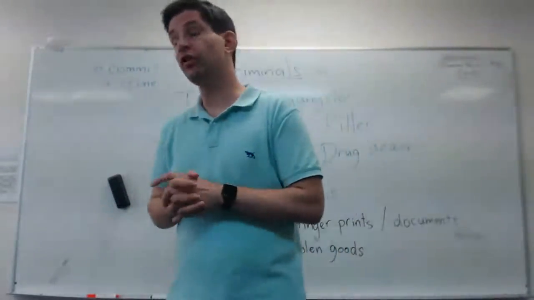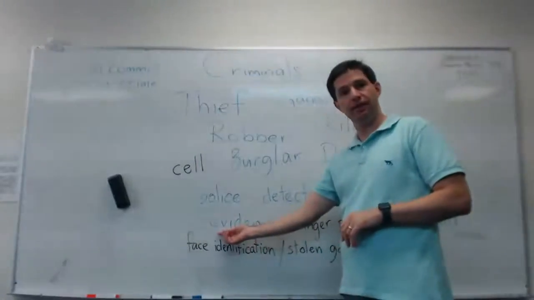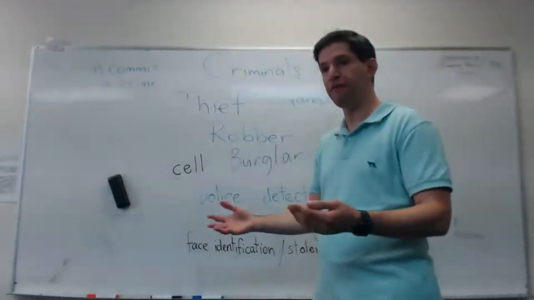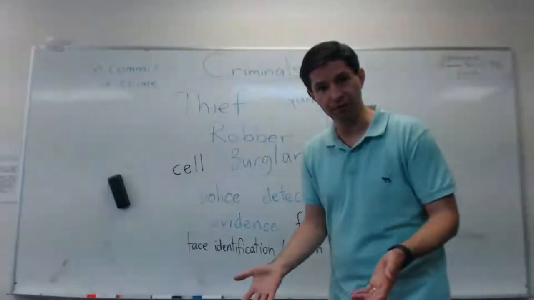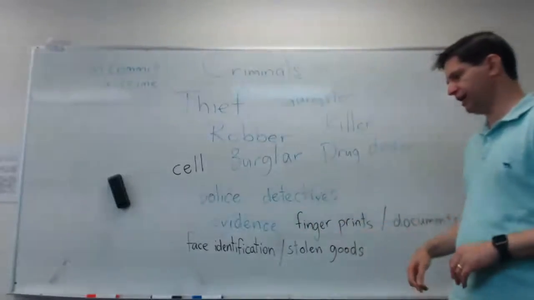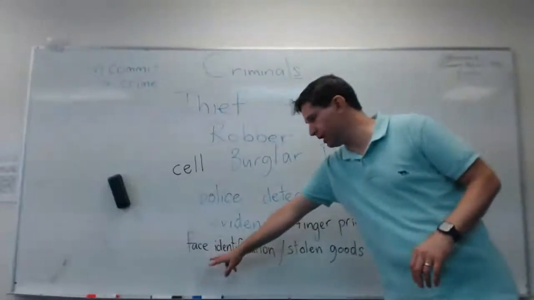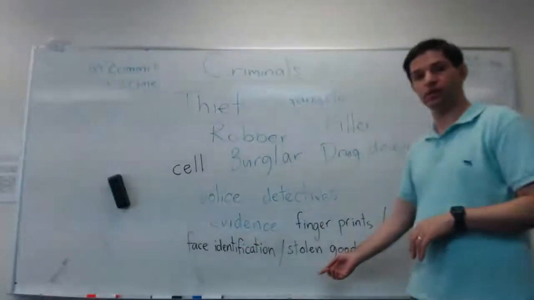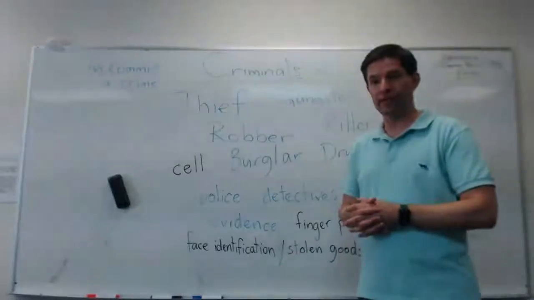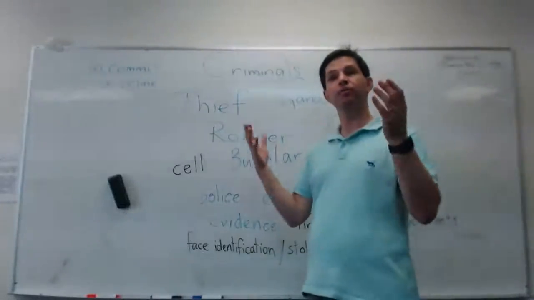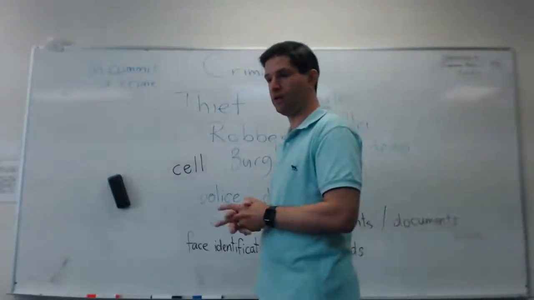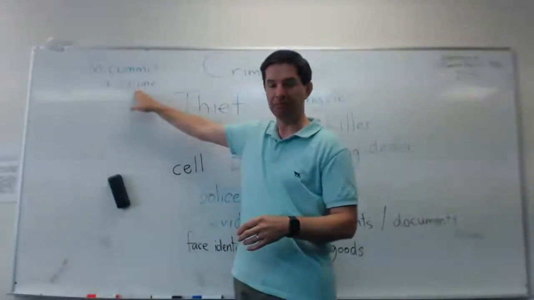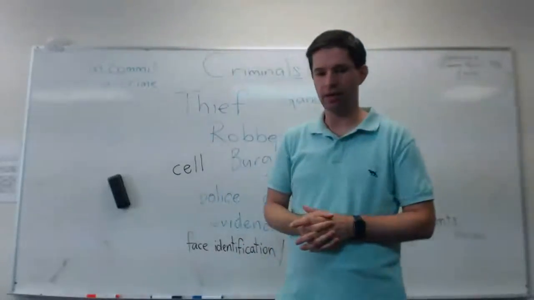Yeah, it's similar to evidence. We need to prove by finding proof, like fingerprints, or I think Jan earlier said identification from a camera, or some documents or stolen goods. Yeah, all of those things are part of evidence or proof that this person is responsible for these crimes. So we need proof. That's right.